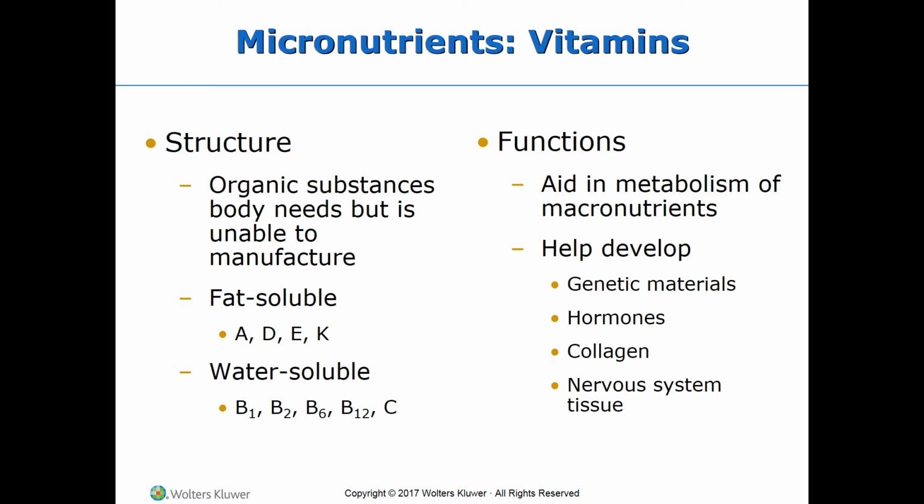And these vitamins will be necessary for the metabolism of micronutrients, and they also help to develop genetic materials, hormones, collagen, and help the nervous system to function properly. The name of vitamin B1 is riboflavin, vitamin B2 is niacin, vitamin B6 is pyridoxine, and vitamin B12 will be called cyanocobalamin.